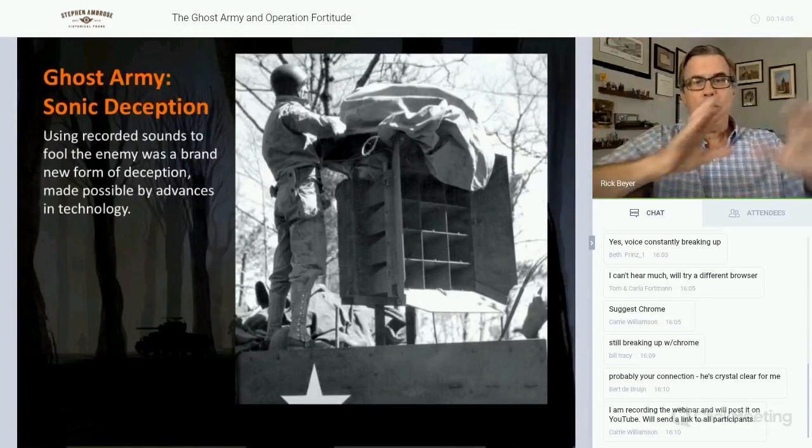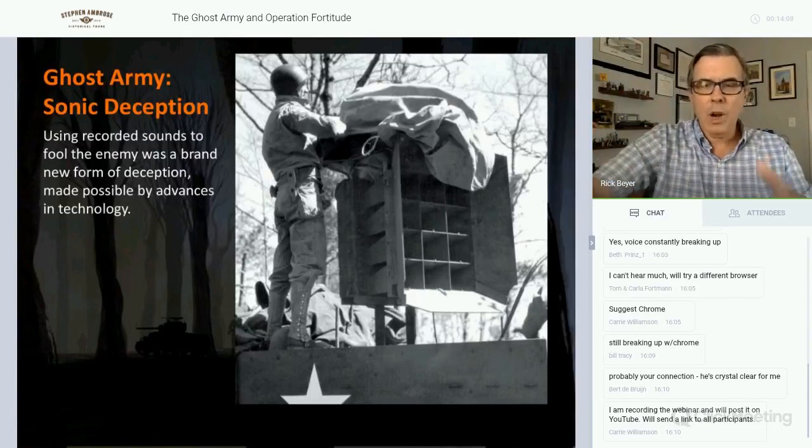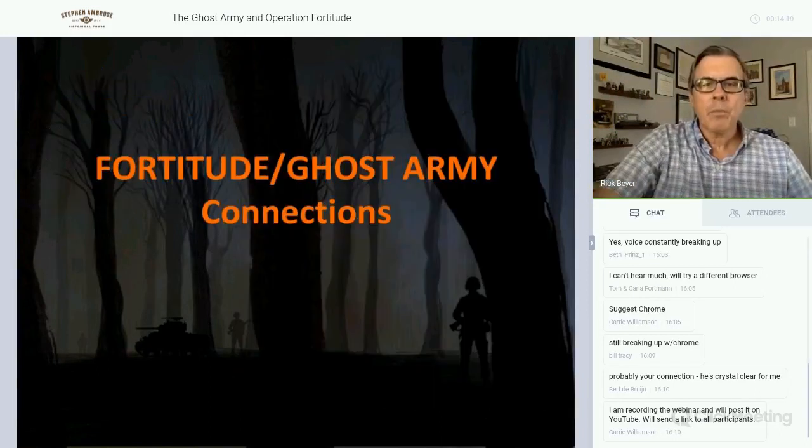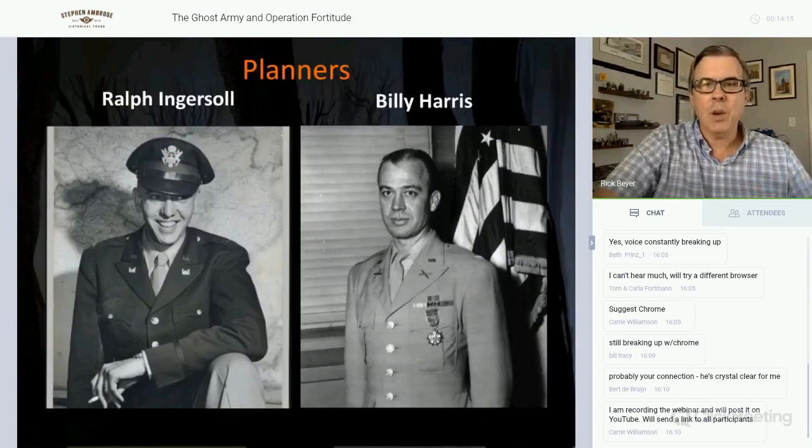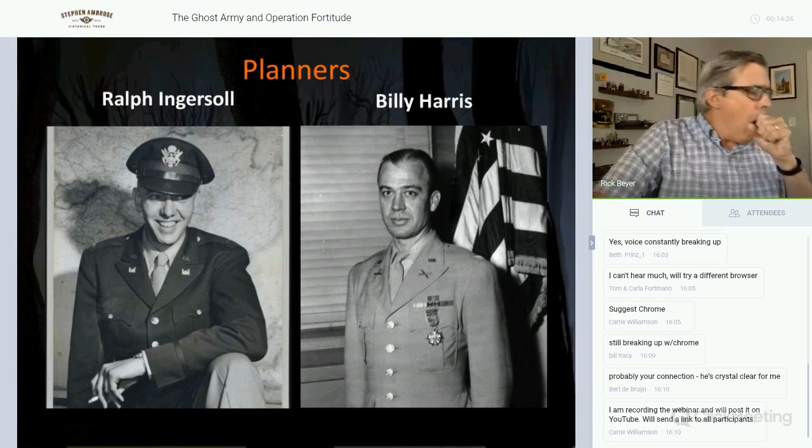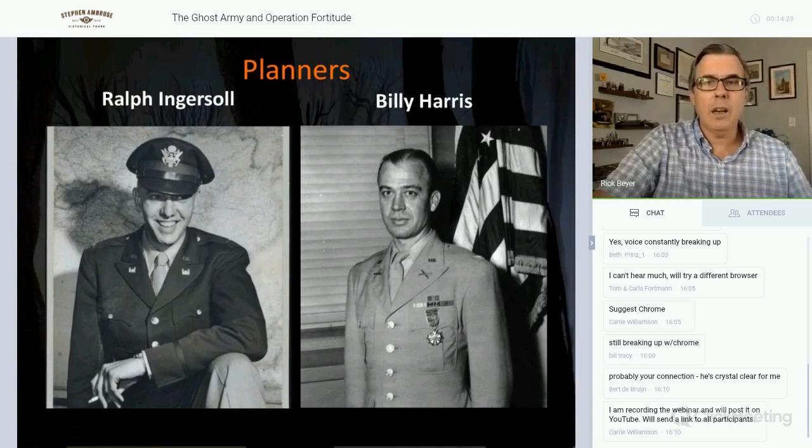So okay, we have the two different deceptions. What are the connections between them? Well, the first connection I want to talk about is these two guys, Ralph Ingersoll and Billy Harris. These are American Army officers working in the Special Plans branch of the U.S. Army in London in 1943 and 1944, working eventually under Omar Bradley there.